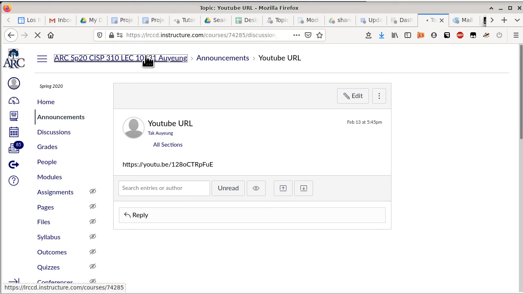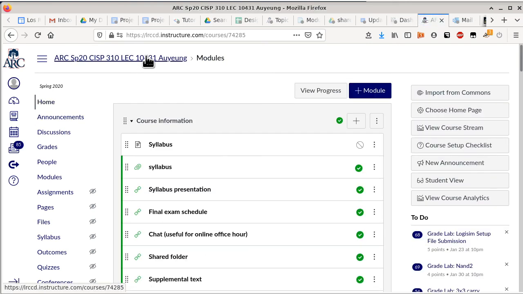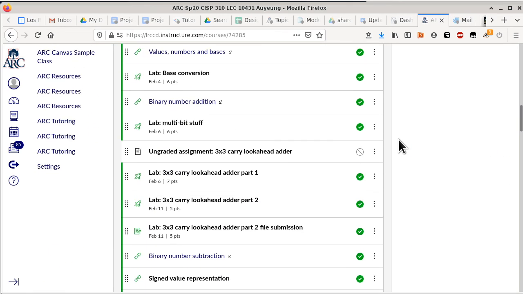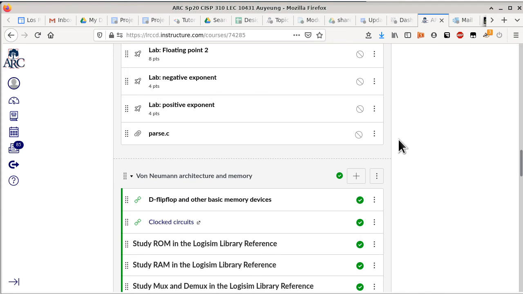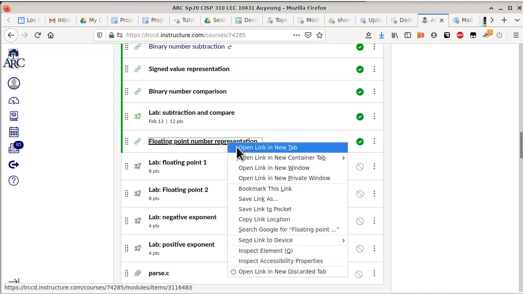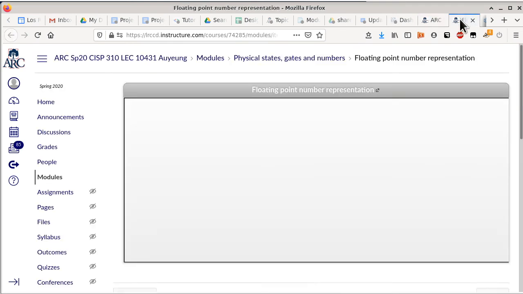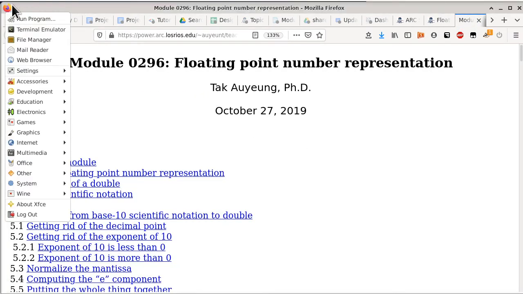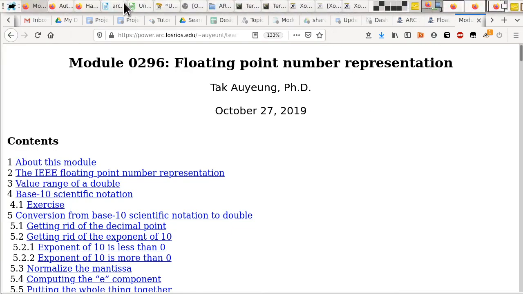All right, so today's lecture is on floating point number representation, which really is a scientific notation, but using base 2. So we'll take a look at base 10 scientific notation first, and then we'll make the transition to base 2 as a second part. I'm just loading the page for this lecture first so that we have something to look at.